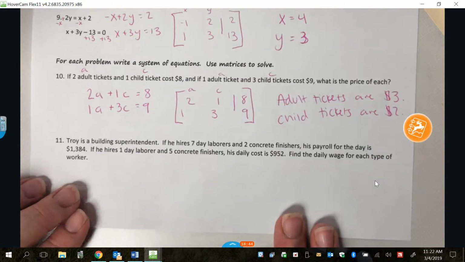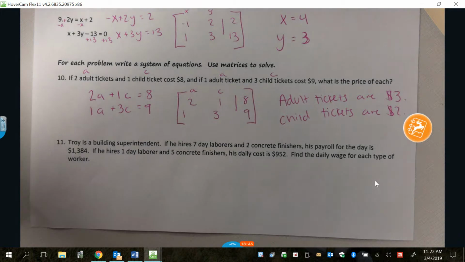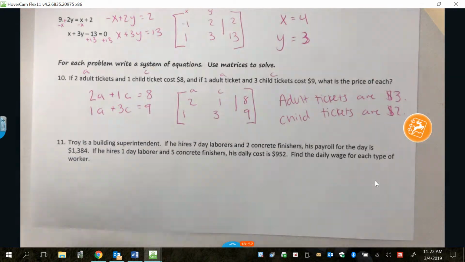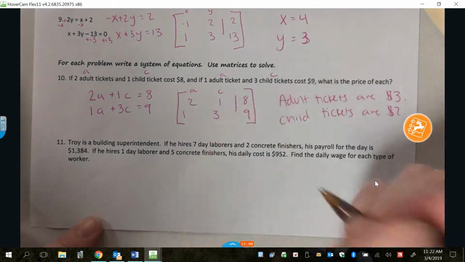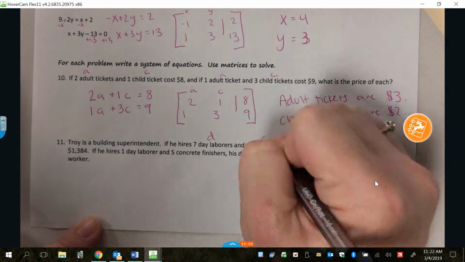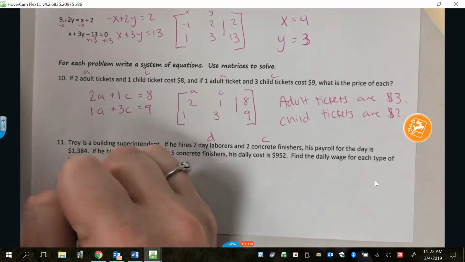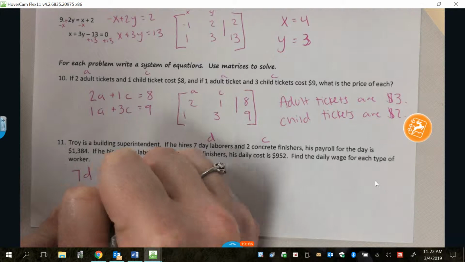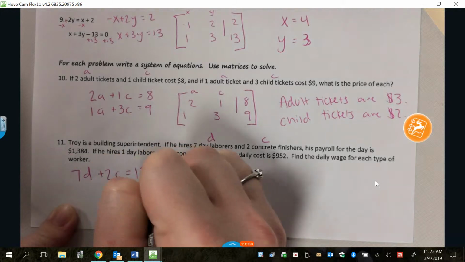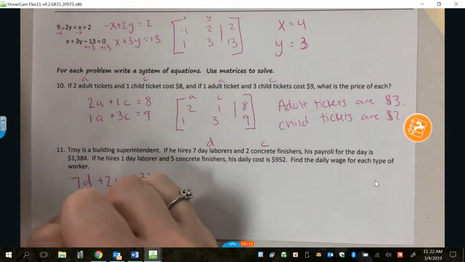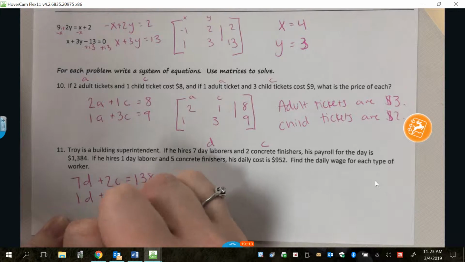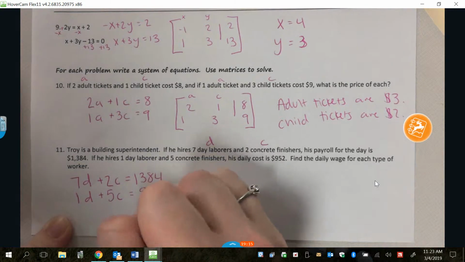Okay, last but not least. Troy is a building superintendent. If he hires 7 day laborers and 2 concrete finishers, his payroll for the day is $1,384. If he hires 1 day laborer and 5 concrete finishers, his cost is $952. Find the daily wages for each type of worker. So we'll do D for day laborer and C for concrete. So 7D plus 2C, and that was 1384. We have 1 day laborer plus 5 concrete workers, and that's 952.